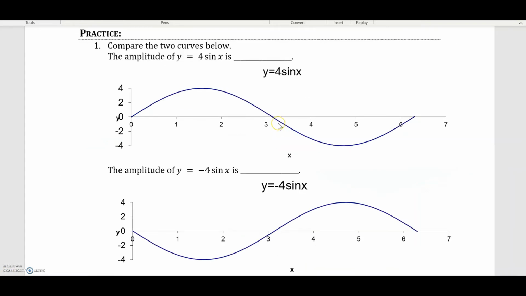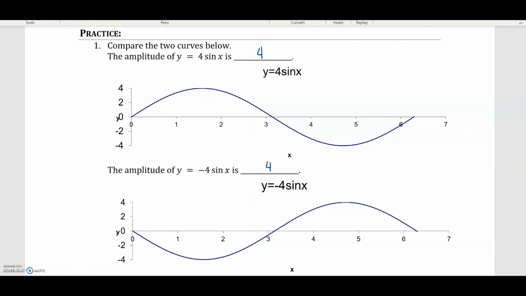We want to identify what the amplitude is of each of these curves and compare their graphs. The top graph is of y is equal to 4 sine x, whereas the bottom graph is equal to negative 4 times sine x. So the only difference between these two equations is the a value. The top one has an a value of 4 and the bottom one has an a value of negative 4. But when we take the absolute value of each of these a values, you end up getting an amplitude of 4 for both of them.